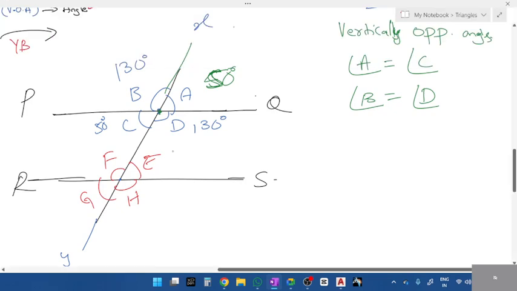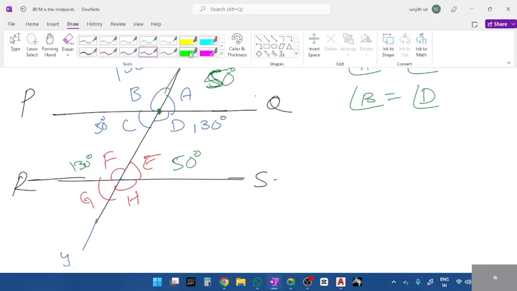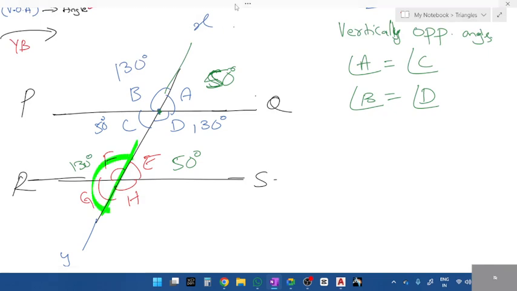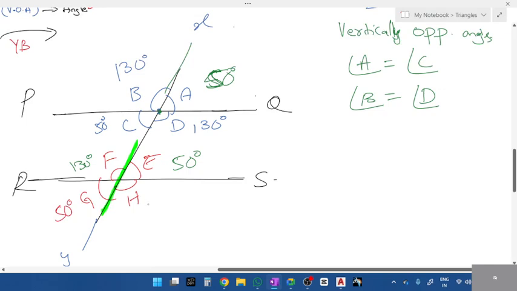What about angle E? If I place a protractor, if angle E is 50 degrees, what is angle F? Yes. Now look at G and F. If I keep a protractor here, what will be the value of G? 50 degrees. Very good. Then what about angle H? Again, how many vertically opposite angles are formed here? How many pairs? Two pairs are formed. Angle E is equal to G. Angle F is equal to H.